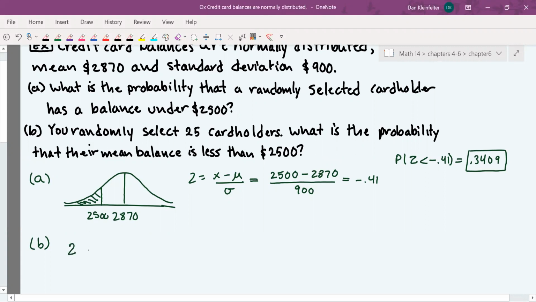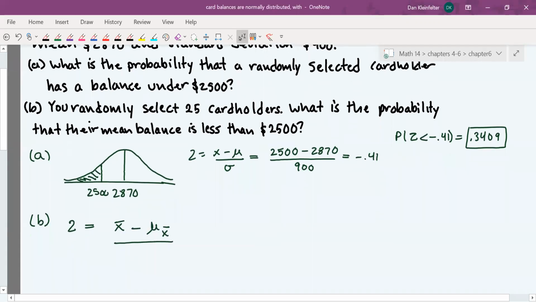Our picture is going to be the same, so I'm not going to redraw that. We're interested in comparing the mean of the sample, that is those 25 cardholders, against the mean of the sample means. That is, we're looking at all the possible 25-person subsets and calculating those means. We want to compare our 2,500 against that and determine what the corresponding probability is.